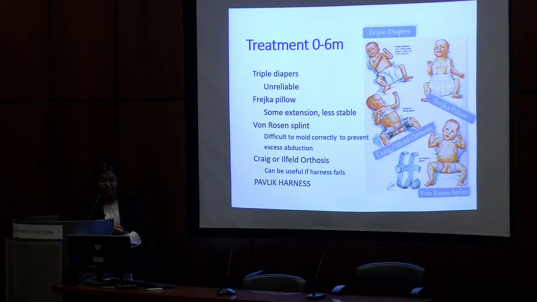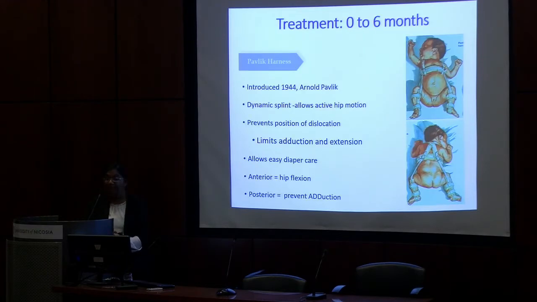But the most common is the Pavlik harness. The Pavlik harness was named after Arnold Pavlik, and it's a dynamic splint, so it allows hip motion, and it prevents the position of dislocation. The position of dislocation is really adduction and extension. It allows easy diaper care, and the anterior straps keep the hip in flexion, and the posterior straps limit adduction, so it prevents the hip from getting into that unstable zone.